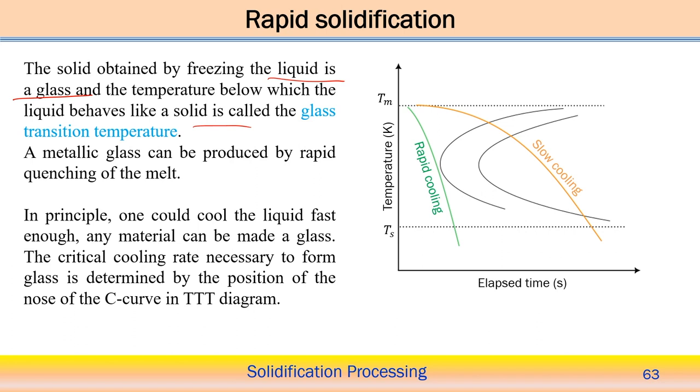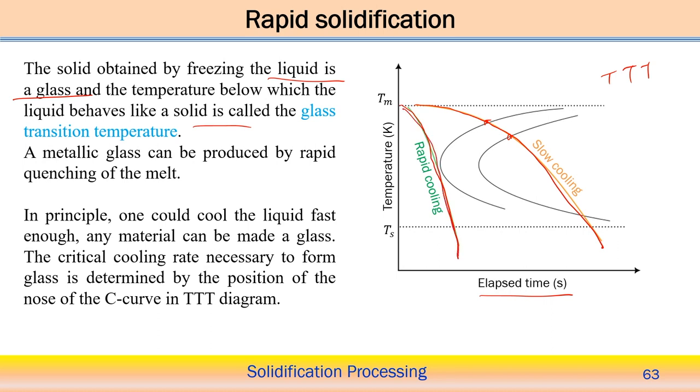So here you can see the C curve in a typical TTT diagram. The x axis shows the elapsed time in seconds, and the y axis represents the temperature. This is the transformation line, showing where the transformation starts and where it ends. If it is very slow cooling, it can follow this particular line, which means it passes through the transformation start and transformation end for a particular phase. But if it is very rapid cooling, it is not touching, it is escaping the nose of the curve and following this particular curve.